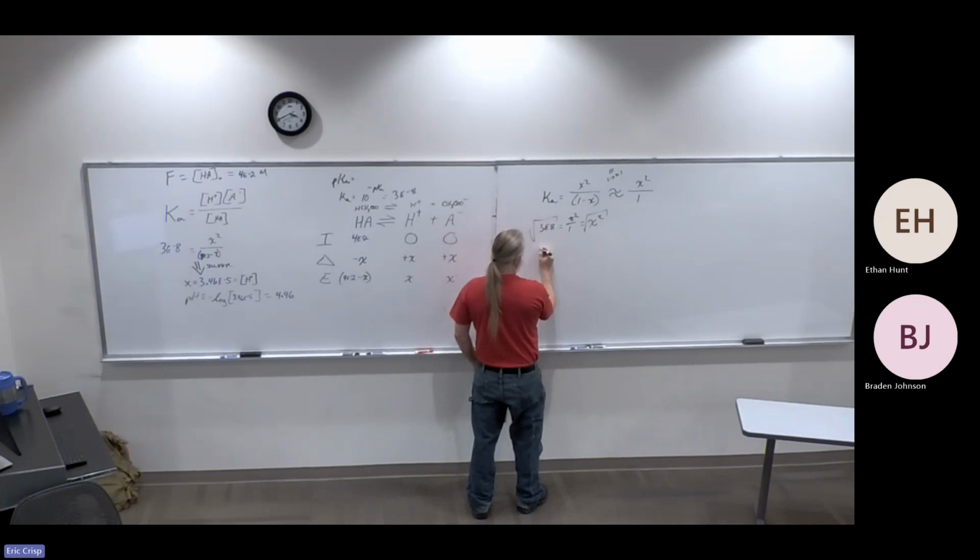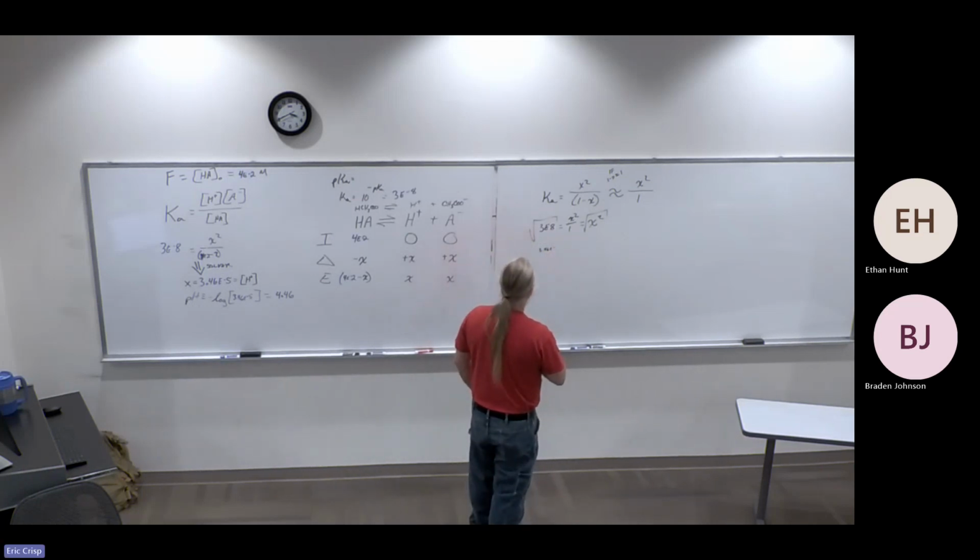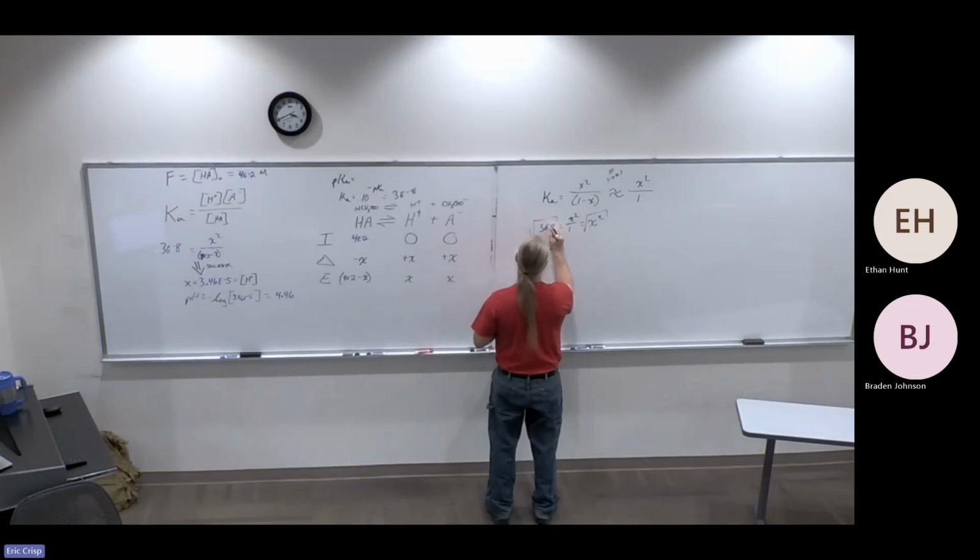After that, I got 3.46. That's not the square root of that. No, before that, it was 3E-8 times 4E-2, which equals 1.2E-9.